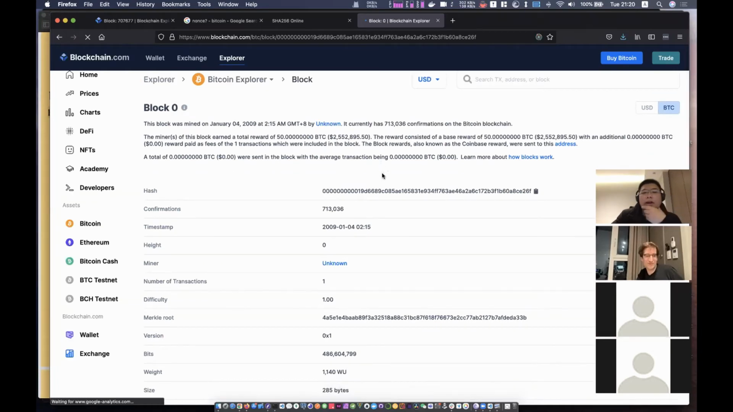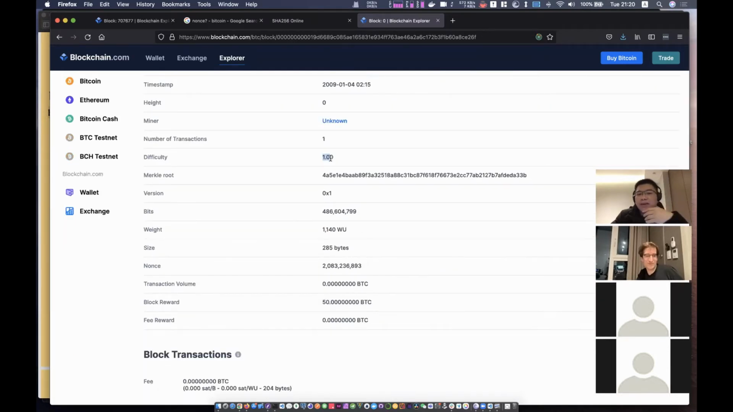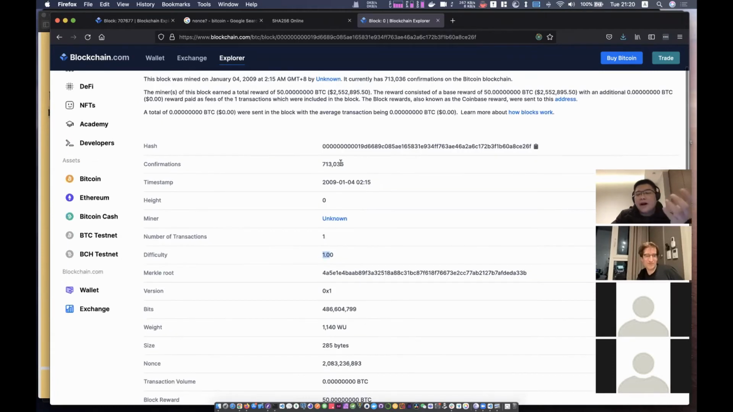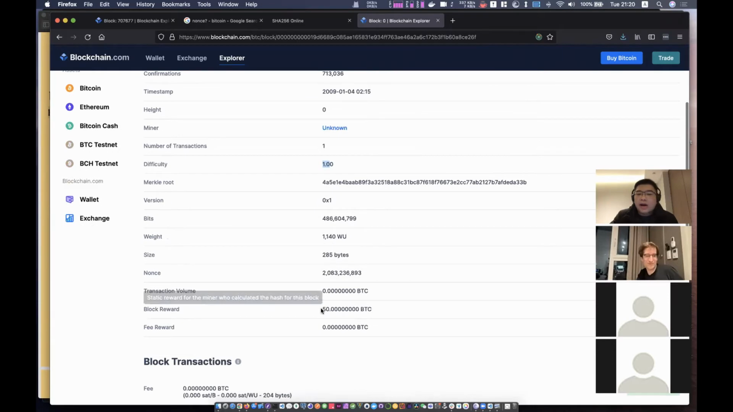Okay, this one is block 0. This is the genesis block of BTC, created by someone unknown, for the miners. They created the block in 2009, and the difficulty is 1 because they don't have anything here. They just mined it and minted by themselves, and they got the block reward of 50 BTC.